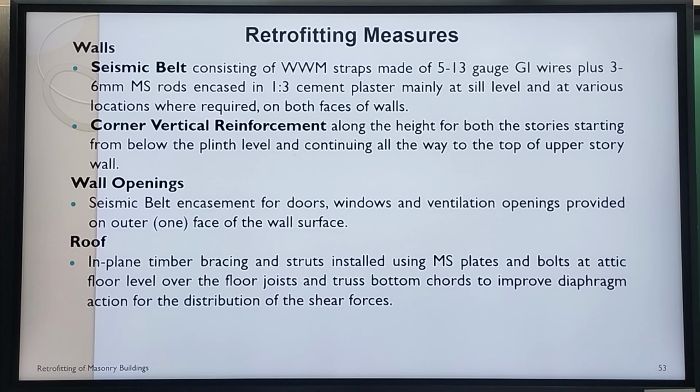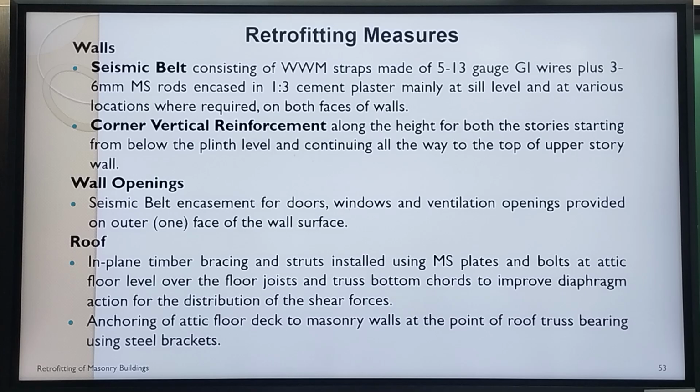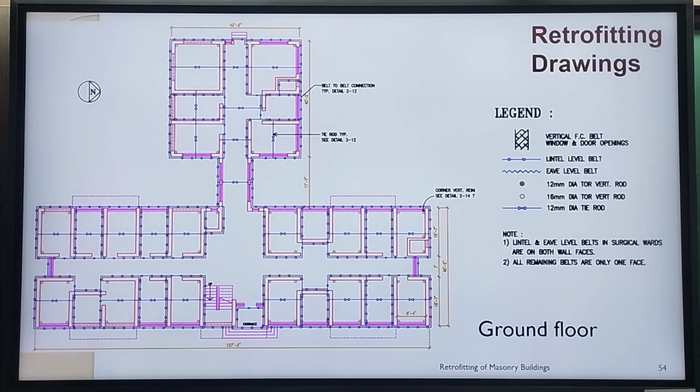And in the roof base, the diaphragm was created by installation of struts and bracings, just like a reinforced concrete slab floor, so similarly at the upper level you also have a proper diaphragm to transfer the load to the shear walls. And also the roof was anchored to the attic floor. The trusses were anchored with steel brackets. So this schematically shows all the measures which are to be done.